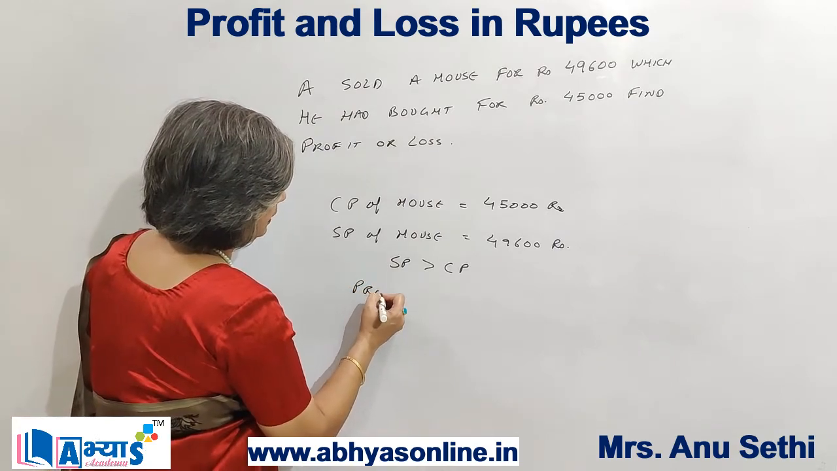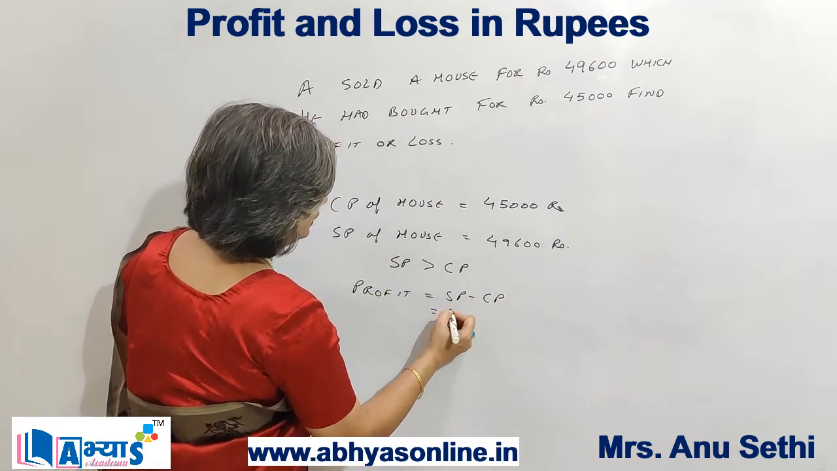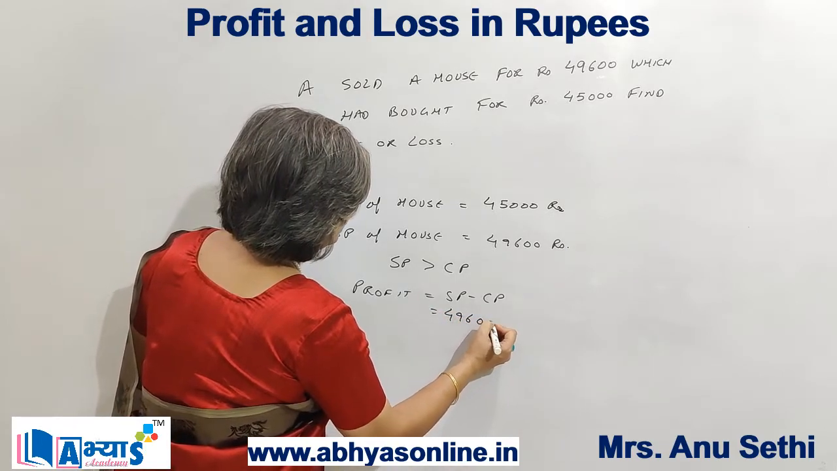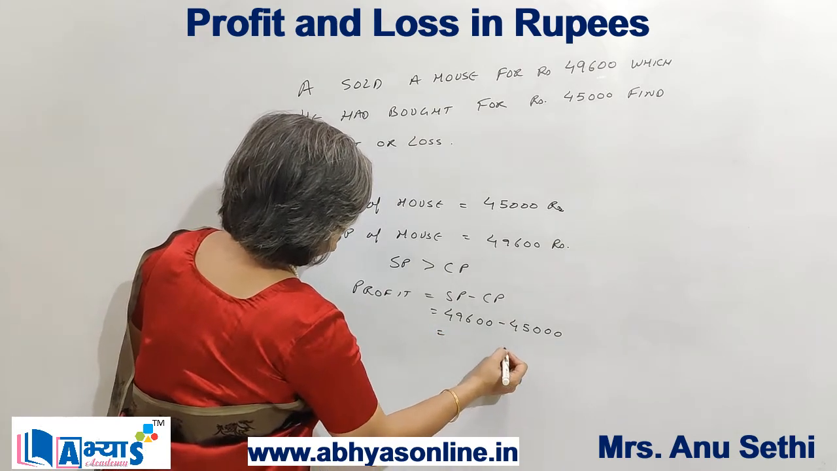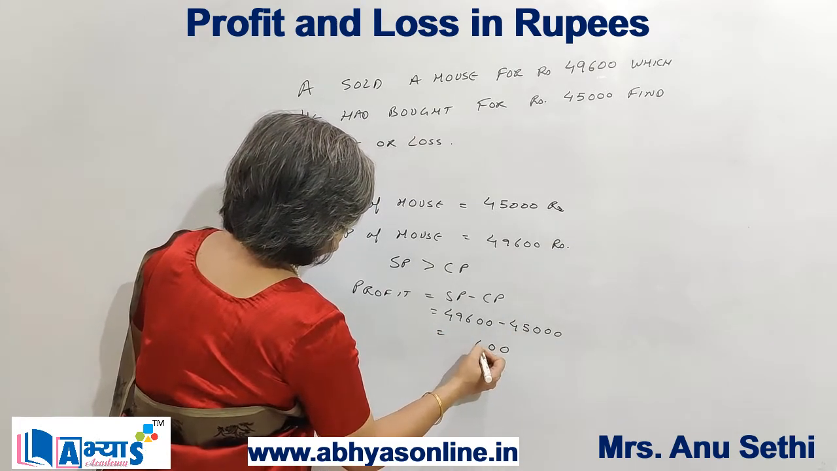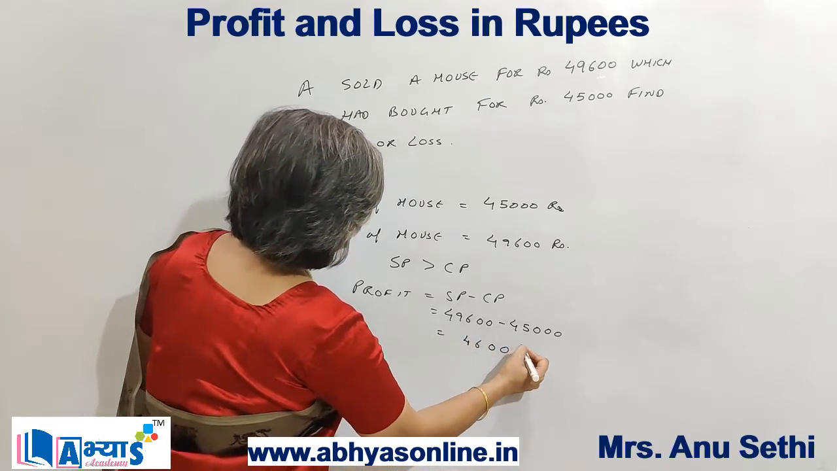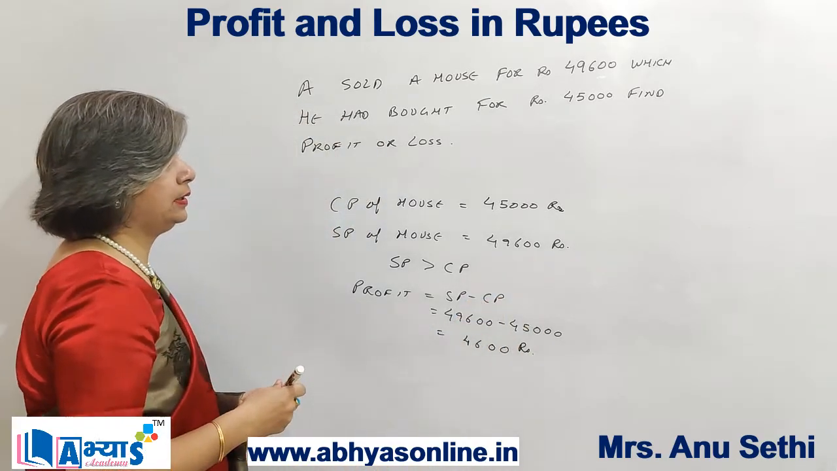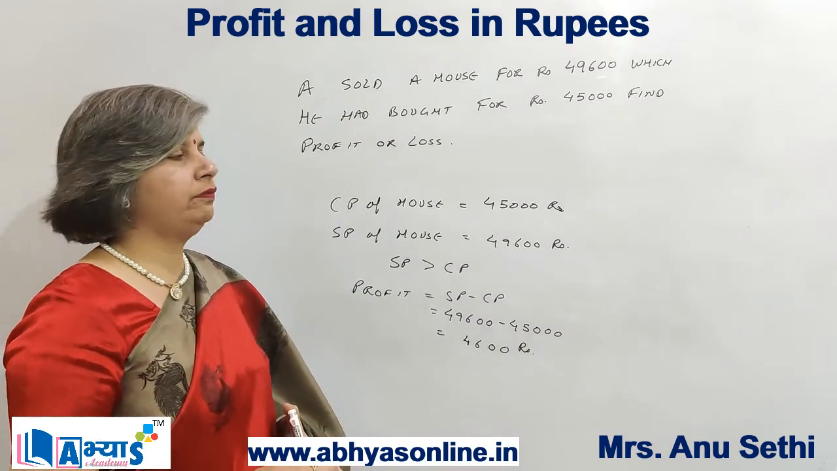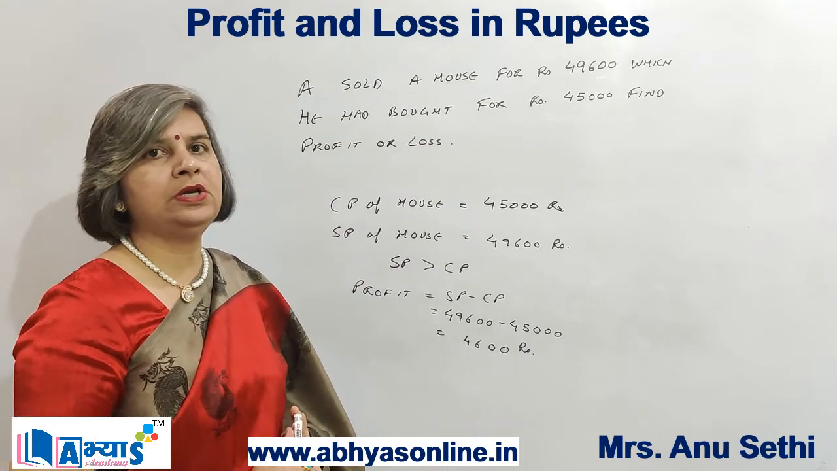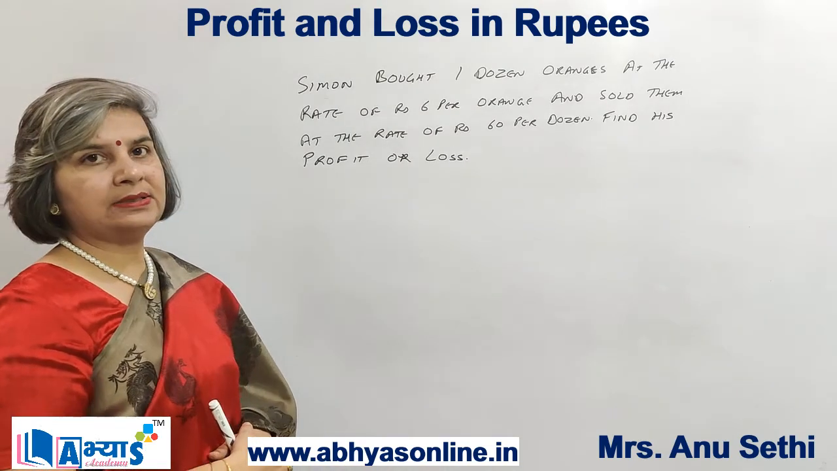So profit will be equal to SP minus CP. That means 49600 minus 45000. The answer will be 4600. So we are getting a profit of ₹4600 by selling the house at ₹49600. So this is how we can calculate the profit or loss for a particular article. Now let us discuss another question.